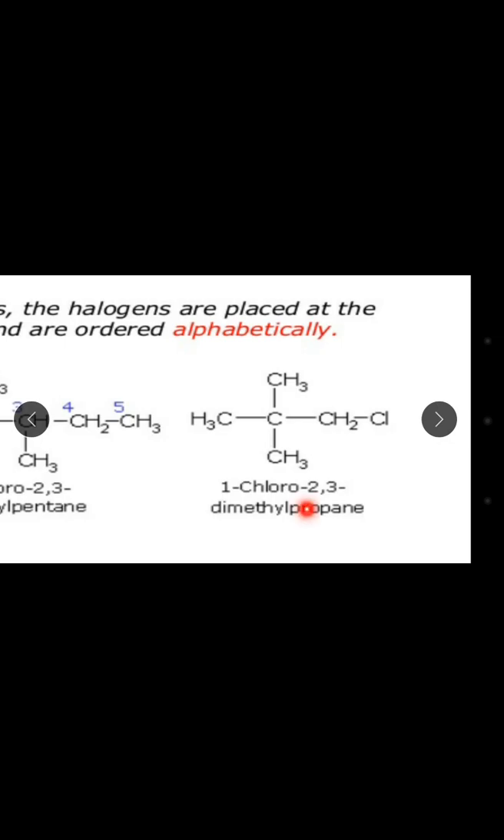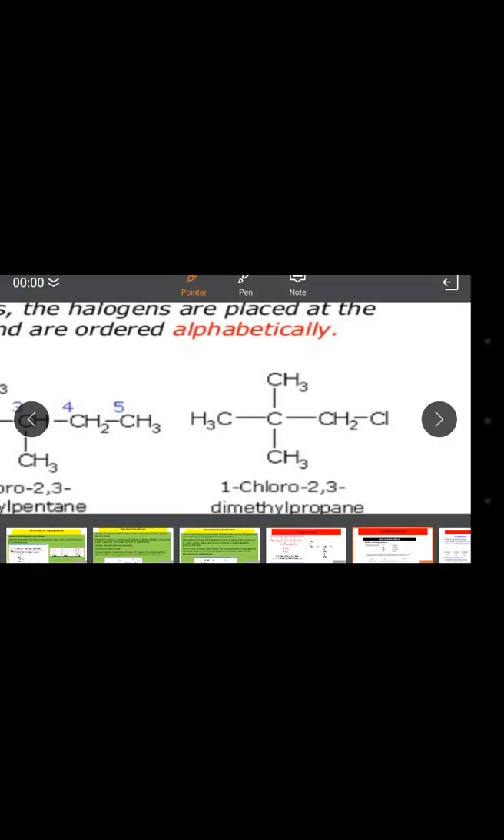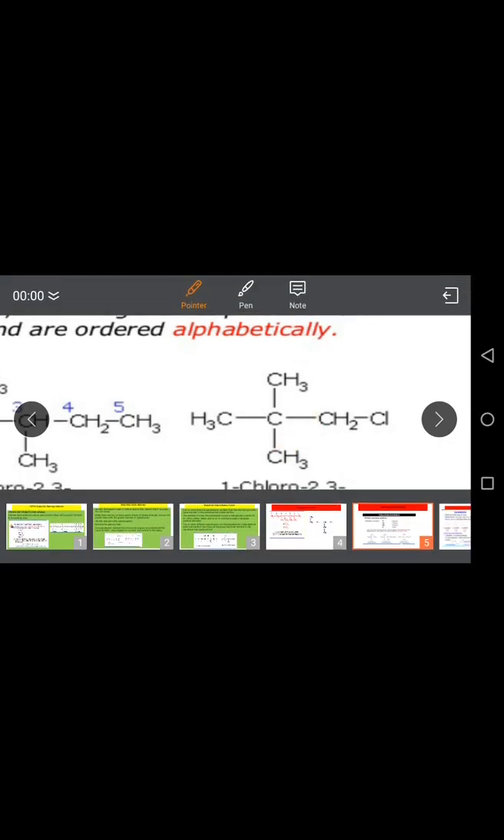Oh, something is wrong with this naming. Should have been 2,2-dimethyl-propane, because this is the carbon that is carrying the methyl group, and one is here, another one is here. So both methyl groups are on the same carbon. Because they are on the same carbon, it should have been 2,2-dimethyl-propane, not 2,3, because both substituents are on the same carbon.